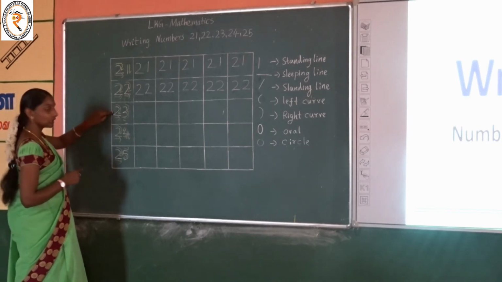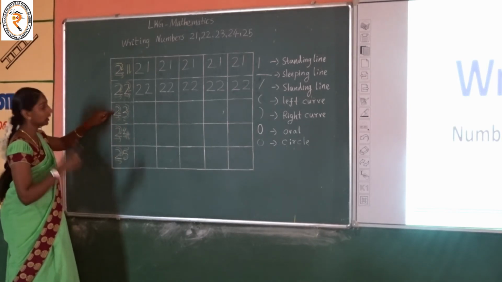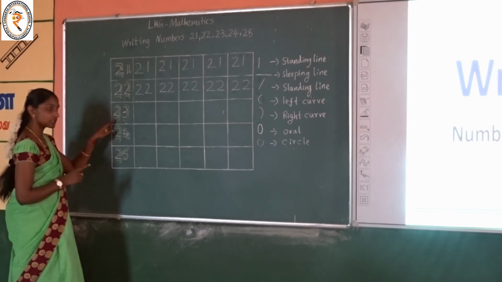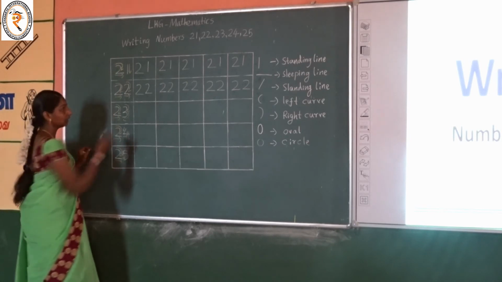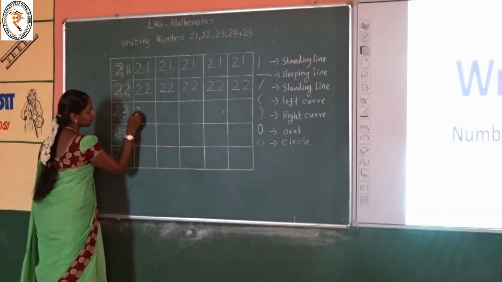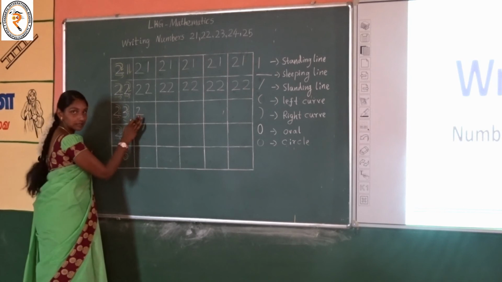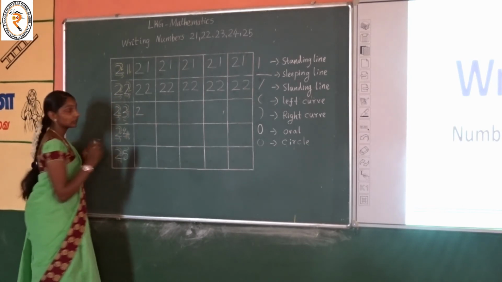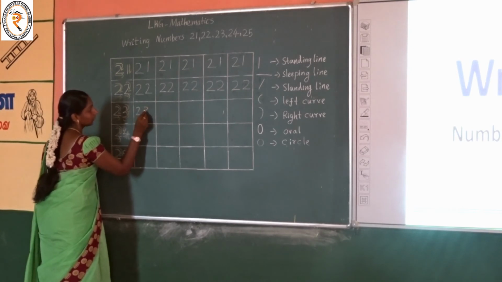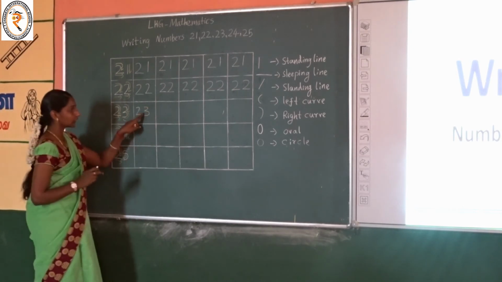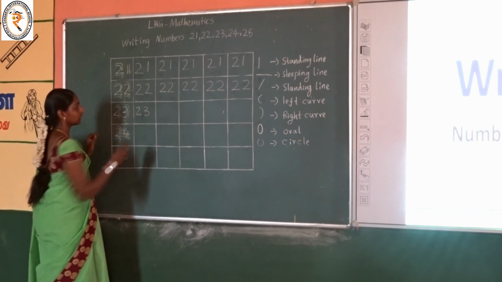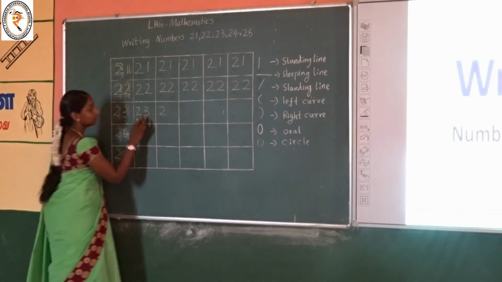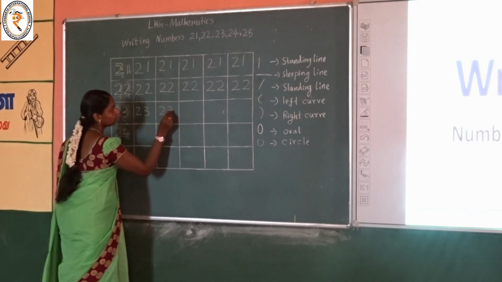Yes, we already learned to write the numbers 2 and 3. To write 23, we have to write the numbers 2 and 3 together. For 2, put the right curve and end up with the sleeping line. For number 3, we have to put 2 right curves. Listen to me. 1 and 2. Two right curves. Okay, children, is it clear? For 2, put a right curve and end up with the sleeping line. For 3, put 2 right curves.